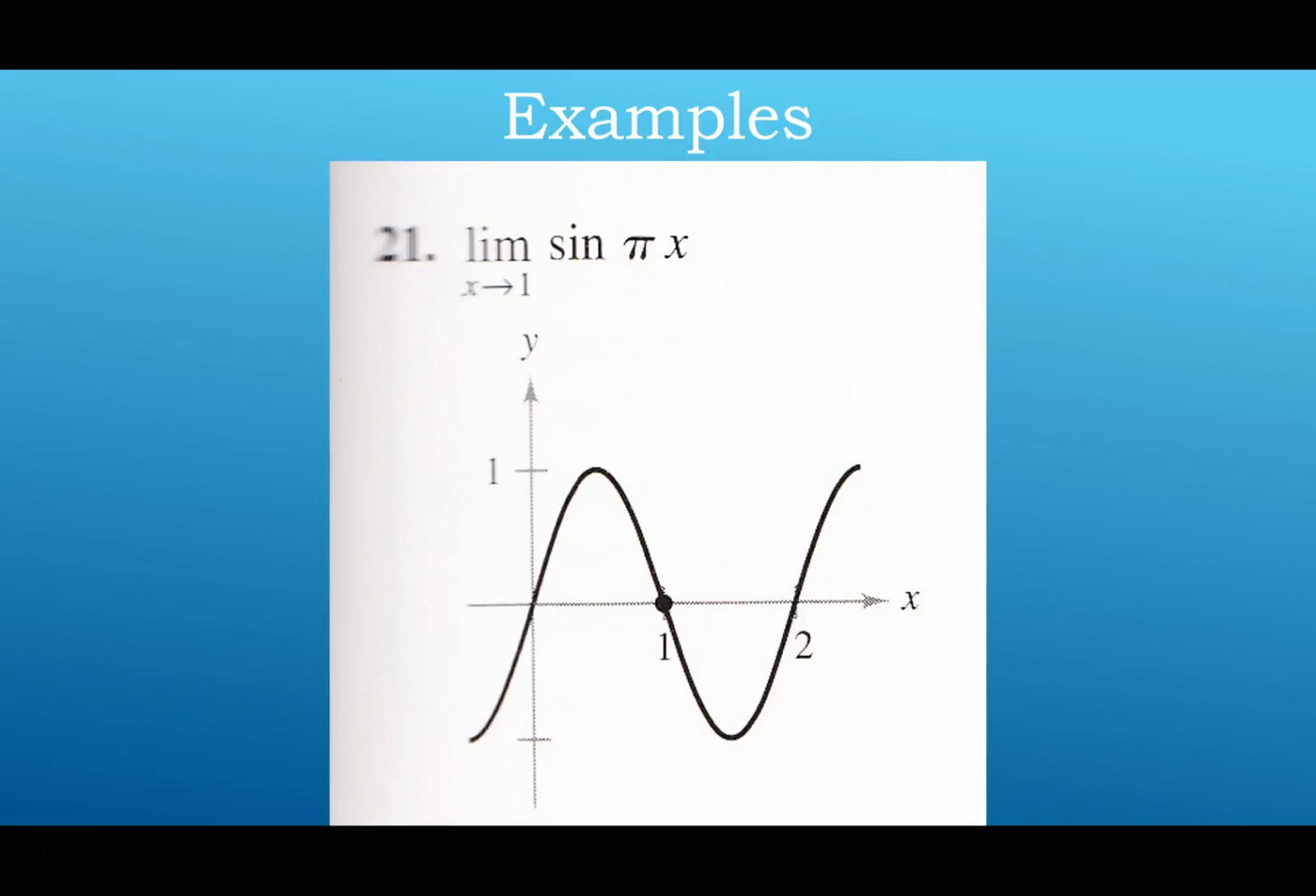Here we have our sine function. I want the limit as x approaches 1. So I go from the left-hand side all the way until I get to x equals 1, and from the right-hand side all the way until I get to x equals 1. They're approaching the same number, so the limit is 0.